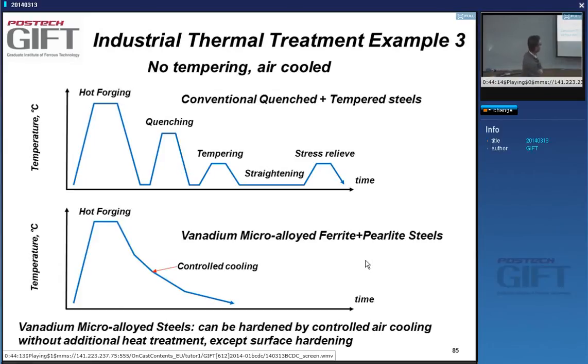Now you can get similar properties. The first microstructure you get is basically tempered martensite. The second approach is very much simpler. You hot forge the material, and right after the hot forging, you just let it cool down slowly, with slow air cooling. The structure you get at the end is basically not martensite, but just ferrite plus pearlite. What gives you the very high strength is small additions of vanadium. The vanadium forms vanadium carbonitride precipitates in the microstructure, and you get a very strong, very pronounced precipitation hardening effect.